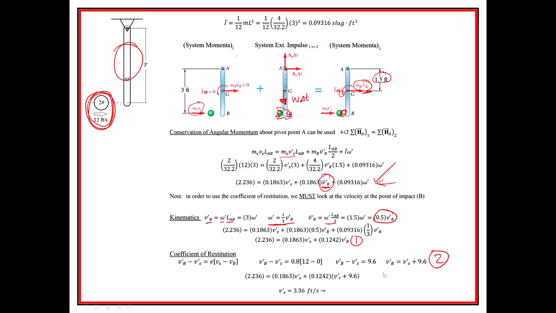Now, I did not solve for what omega would be as part of this problem. But we could definitely do that. And if we did the omega, all we would really need to do is solve for VB right here. So we do know that VB prime is going to be the 3.36 plus 9.6. That's pretty amazing right there. So it's going to be 12.96. That doesn't seem right to me somehow.